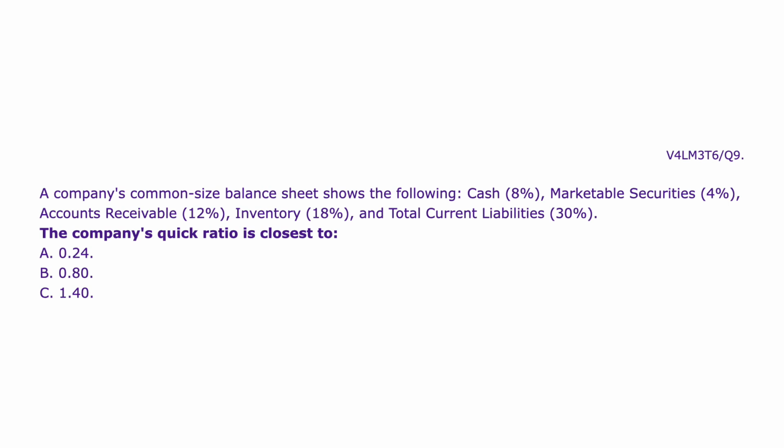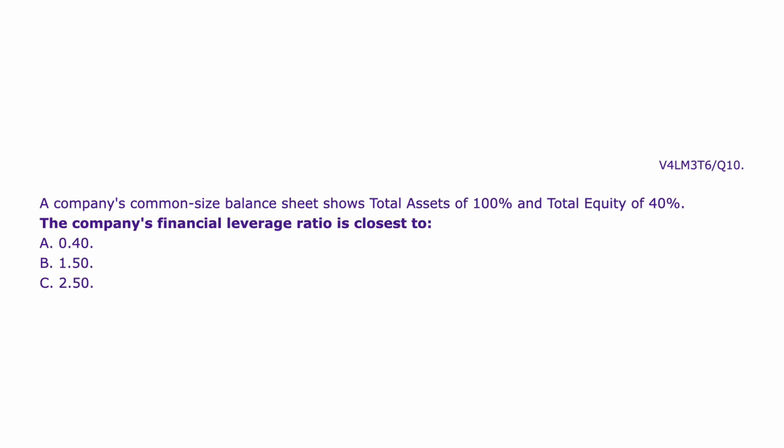A company's common-size balance sheet shows the following: cash, 8%, marketable securities, 4%, accounts receivable, 12%, inventory, 18%, and total current liabilities, 30%. The company's quick ratio is closest to A. 0.24, B. 0.80, C. 1.40. A company's common-size balance sheet shows total assets of 100% and total equity of 40%. The company's financial leverage ratio is closest to A. 0.40, B. 1.50, C. 2.50.